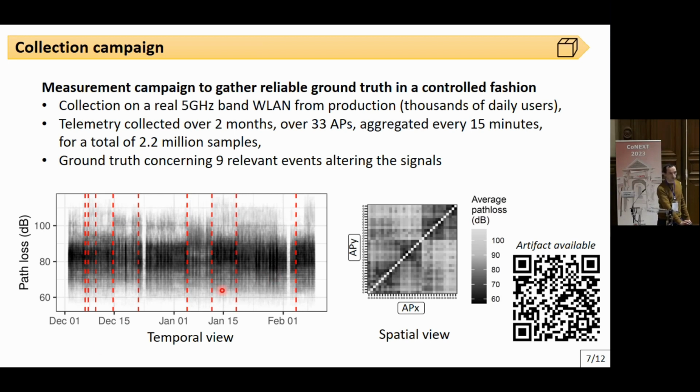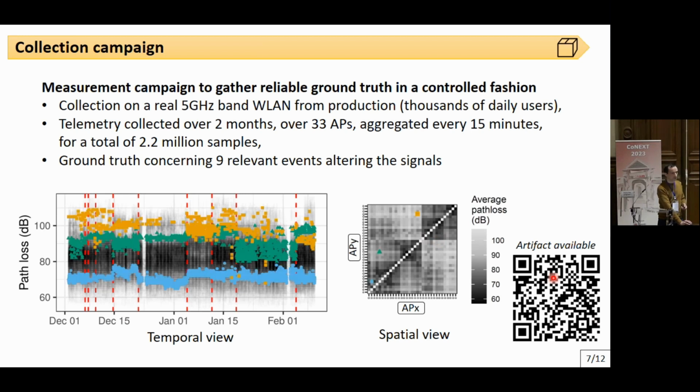And below here, we can show a temporal view. That shows the superposition of all the path loss series with some transparency to show all of them, with the added ground truth events here. And on the right here, it's a spatial view, which is, over time, the average path loss between each access point pair. The artifact is available online if you're interested. And here we can recover the 3 previous series that we showed before that are related to close, medium, and long distance between the access points.